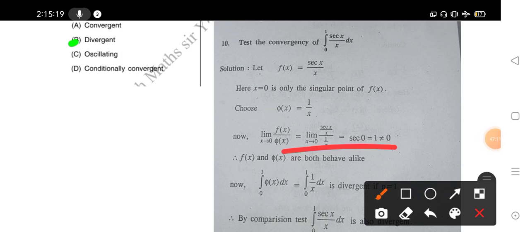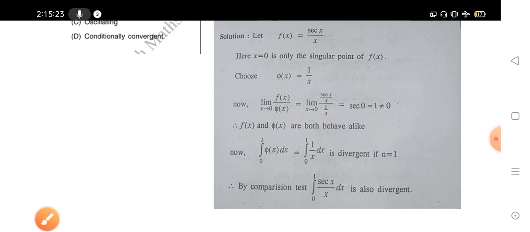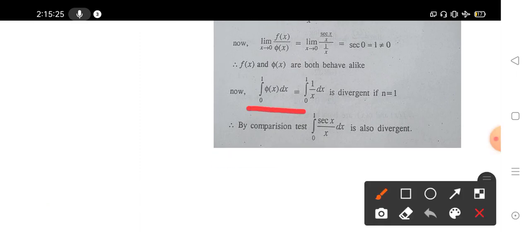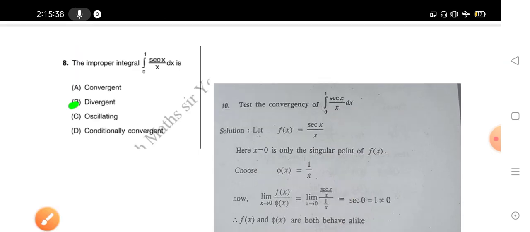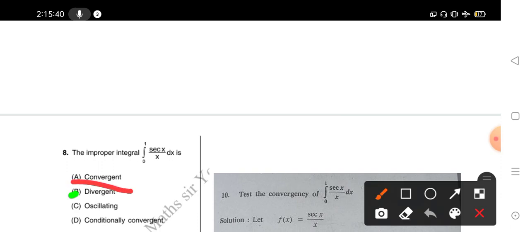So f(x) and phi(x) both behave alike. Now check the integration from 0 to 1 of phi(x) dx = integral from 0 to 1 of 1/x dx. This is divergent by the p-test, with p equal to 1. So by the comparison test, the integral from 0 to 1 of sec x upon x dx is also divergent. So option B is correct.